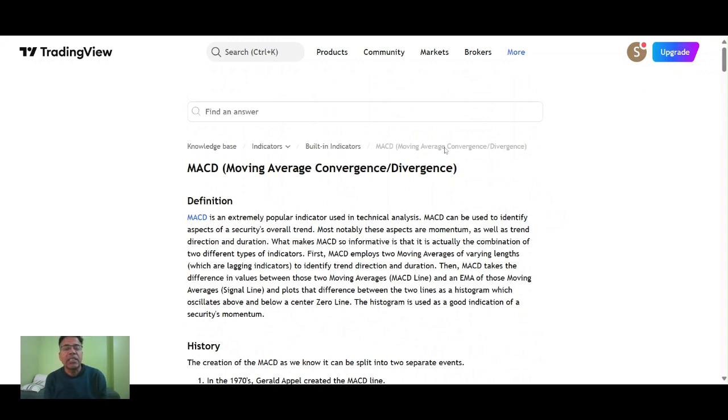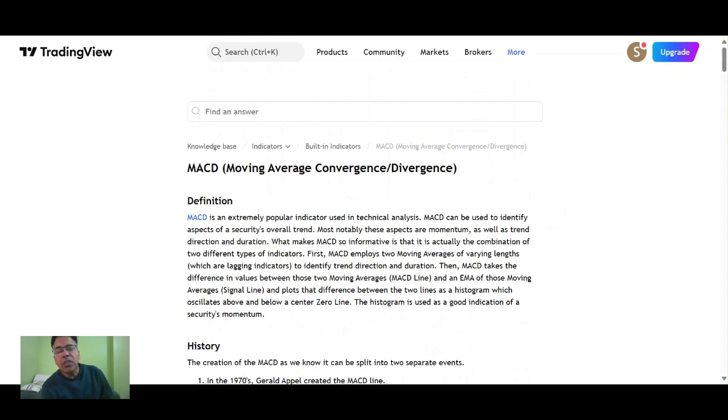Moving average convergence divergence. MACD is an extremely popular indicator used in technical analysis. MACD can be used to identify aspects of the security's overall trend. Most notably, these aspects are momentum, as well as trend direction and duration.